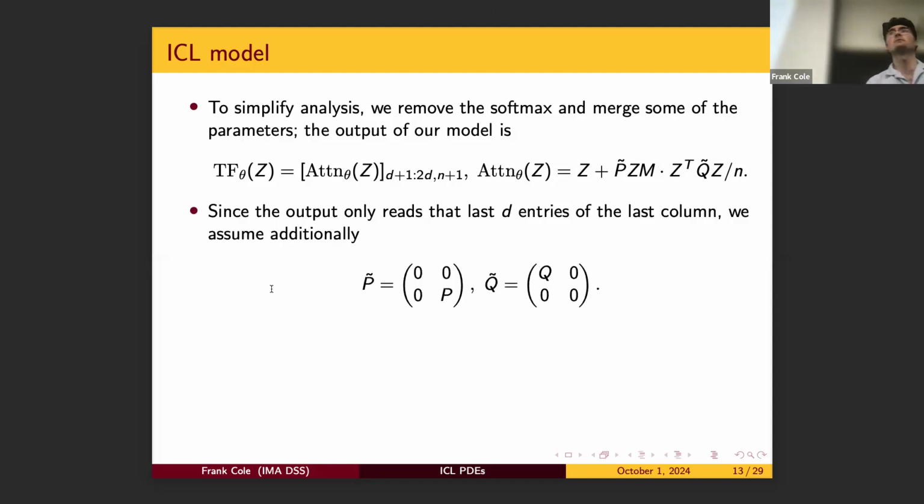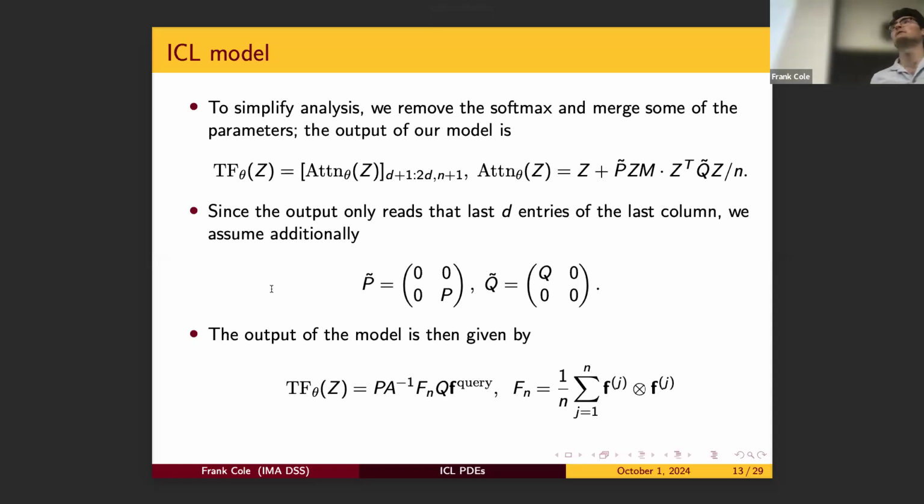And we make some additional assumptions, which are justified by the fact that you don't need all of the blocks in these matrices if you're only reading out the last D rows of the last column. So this motivates a certain structure of the attention matrices. P and Q are going to be D by D matrices. Those are the two learnable parameters. Then you can show under this parameterization that the output of the transformer is explicitly given by this equation.